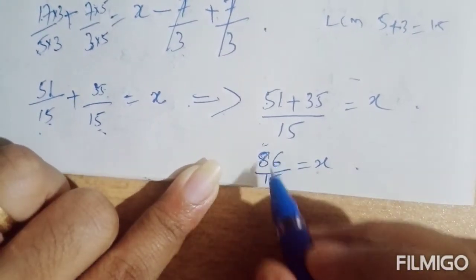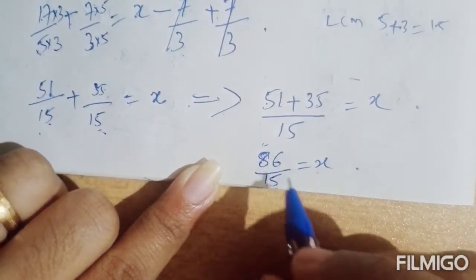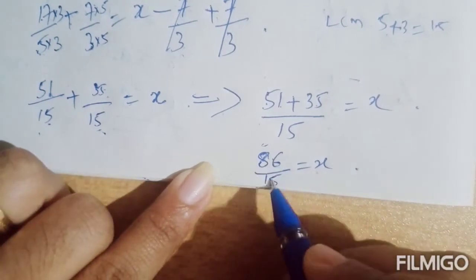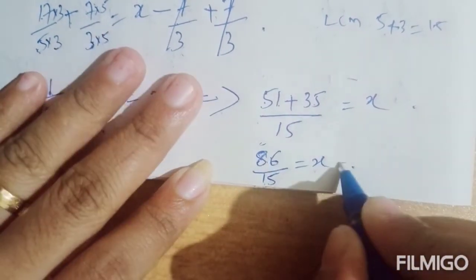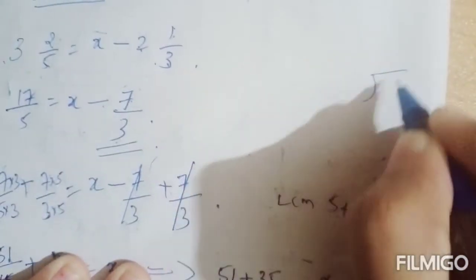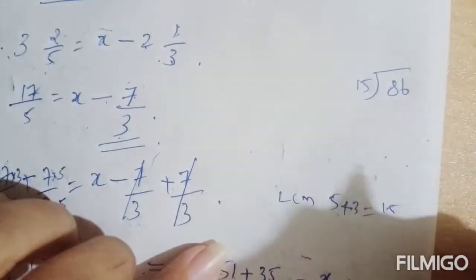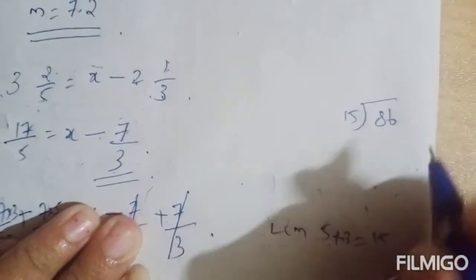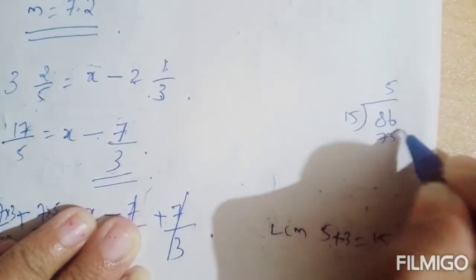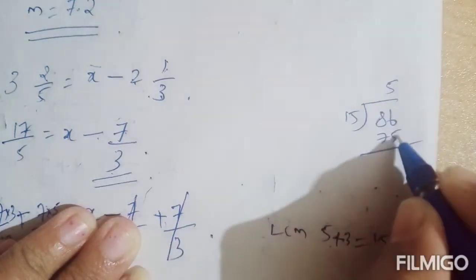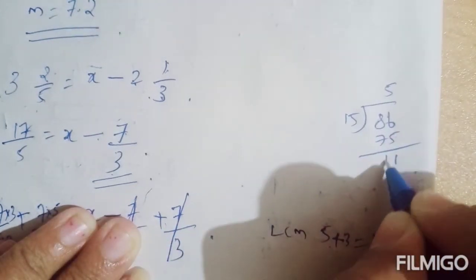Now 86 you can divide by 15 and you can write this in mixed fraction form, which implies 86 divided by 15. 15 into 5, it is 75. So you will get 11.